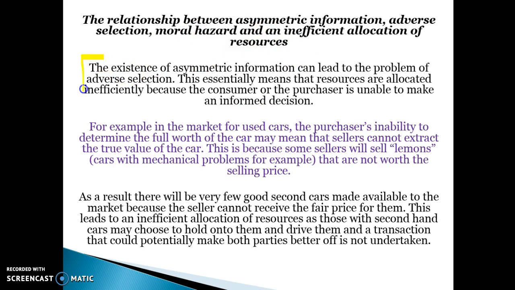So again, explain what adverse selection is. For example, in the market for used cars, the purchaser's inability to determine the full worth of the car may mean that the seller cannot extract the true value of the car. This leaves some sellers with lemons that are not worth the selling price. So basically, because they can't determine the full worth, sellers often can't get the true value of their cars because people are skeptical, having been sold lemon cars in the past.